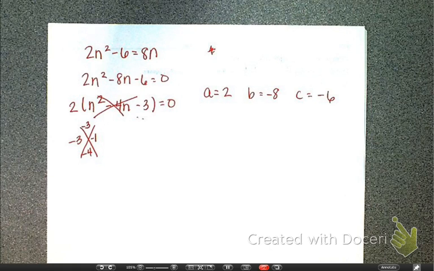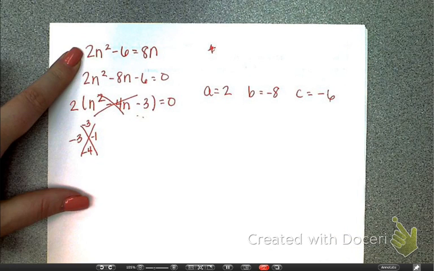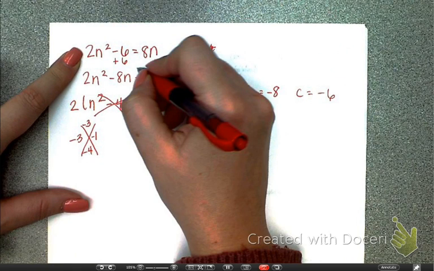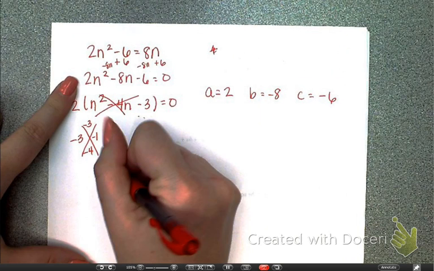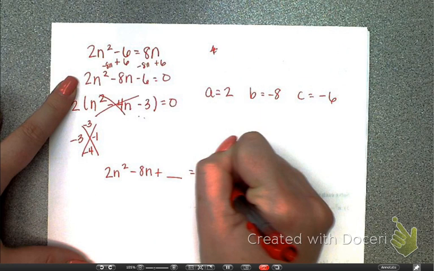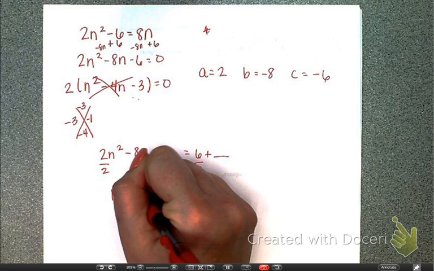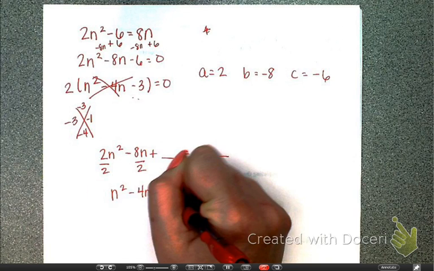Okay, hold on. If I'm going to do completing the square, I need to rearrange this. What do I need to move? The negative 6, I need to add to this side, and I need to subtract 8n from that side, right? So 2n squared minus 8n plus something equals 6 plus something. Now you have to divide by 2. Okay, so n squared minus 4n plus something equals 3 plus something.